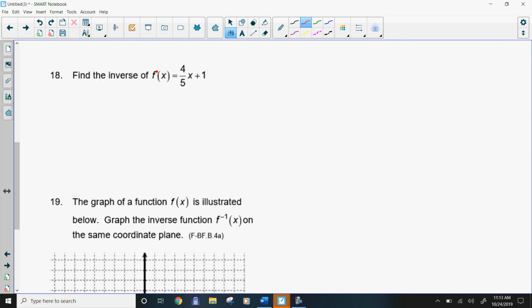Okay, inverse of this, same steps. Change that out to a y, and then flip-flop them. Everything else stays where it's at. So 4 over 5 stays there. It's 4, and then plus 1. Solve for y. Subtract 1 from both sides.